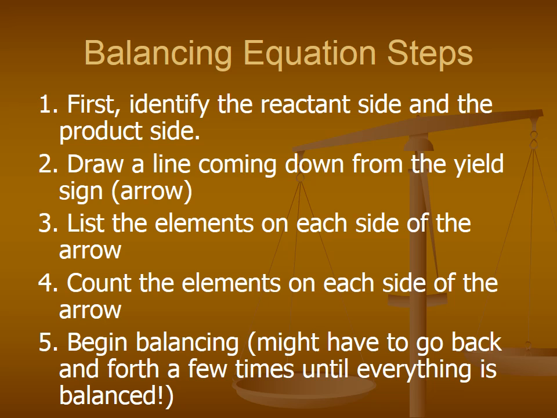All right, so the first thing, you're going to identify the reactant side and the product side. So the reactant side is always the left, the product side is the right. Then you're going to draw a line, I like squiggly lines, coming down from the yield sign to separate it into left and right. And you're going to list out the elements on each side of the arrow. After you've listed them, then you're going to count how many of each there are, and then you begin balancing. And you might have to go back and forth a couple times until everything's balanced out.